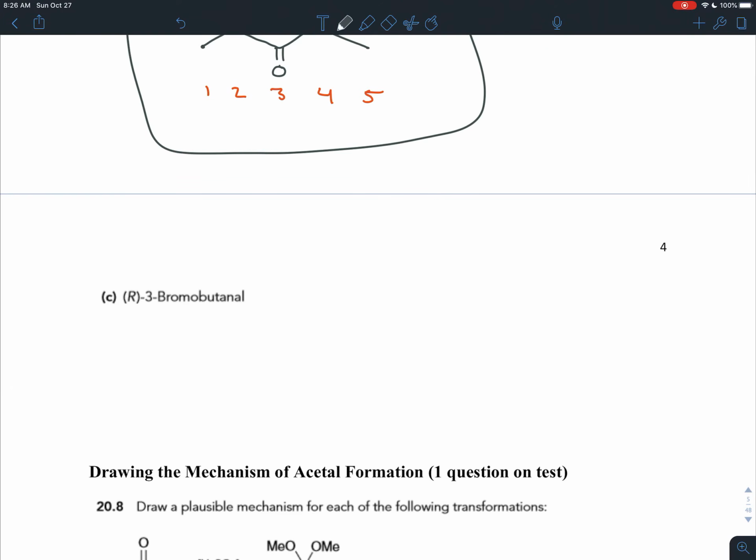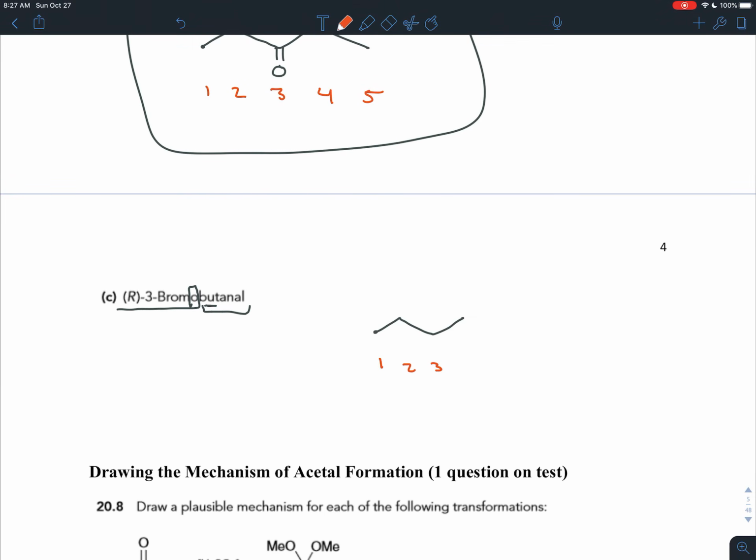Okay, with C, they want us to draw R-3-bromobutanal. Well, we don't have the "yl" here, but we do have the "o" from halogens. Remember, when halogens are branches, they end in an "o". And so that's our last branch. So butanal is our backbone. But that prefix means we have 4 carbons. So 1, 2, 3, 4.